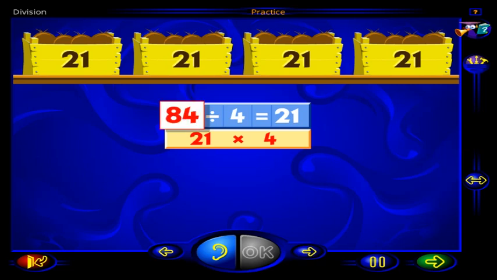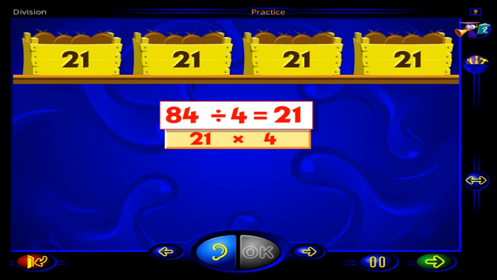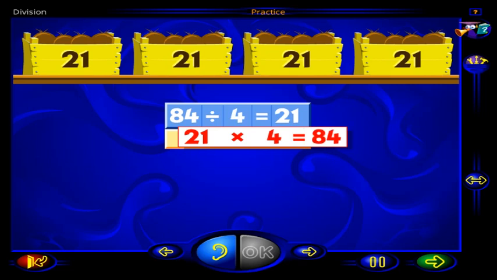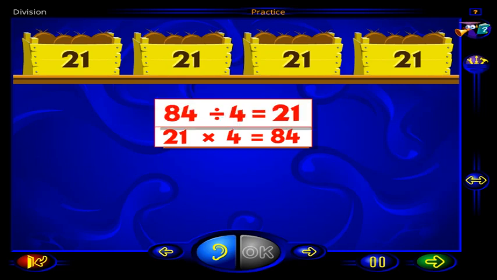When we divided 84 by 4, we got 21. So there are 4 groups of 21 in 84. To check that this division is correct, we can multiply 21 by 4, which gives us the total 84. So the multiplication 21 times 4 checks this division.